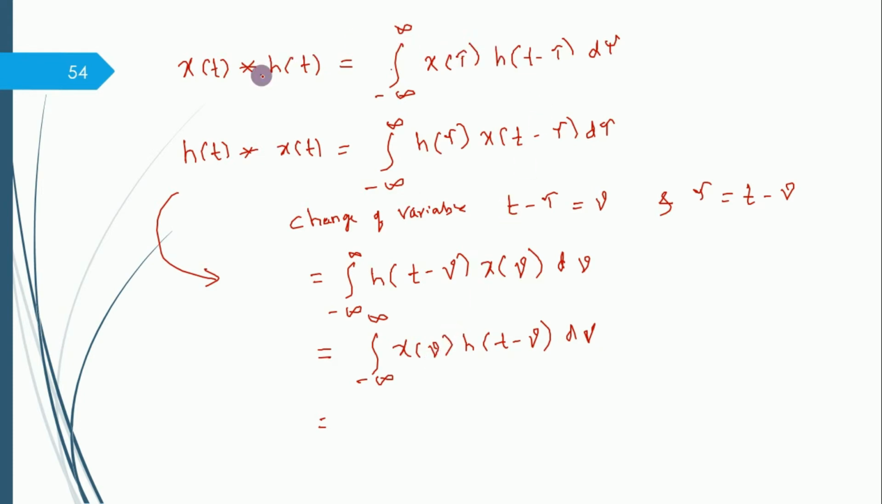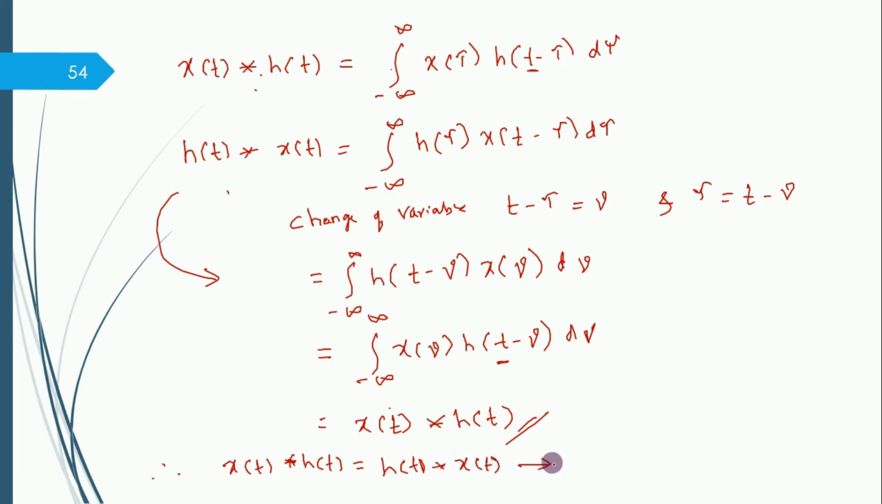So for this, if I want to write it in symbolic form, I write it as x of t convolved with h of t. Same thing, it is resulting in the same thing. I started from here, and it is resulting in the same thing. Therefore x of t convolved with h of t is equivalent to h of t convolved with x of t. It holds the commutative property. I hope it is clear to you.